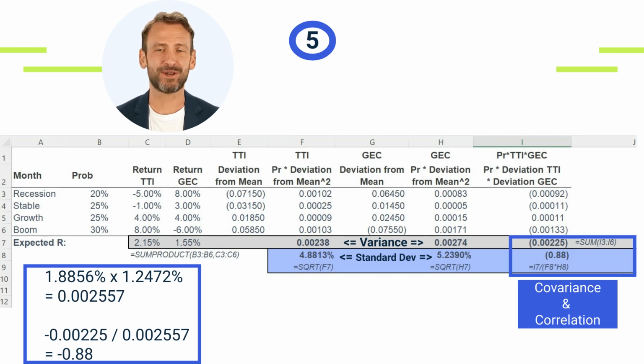Remember, no matter which series of returns you evaluate, the correlation will always have a value between -1 and +1. In the previous video, I also go deeper into the interpretation of correlation.